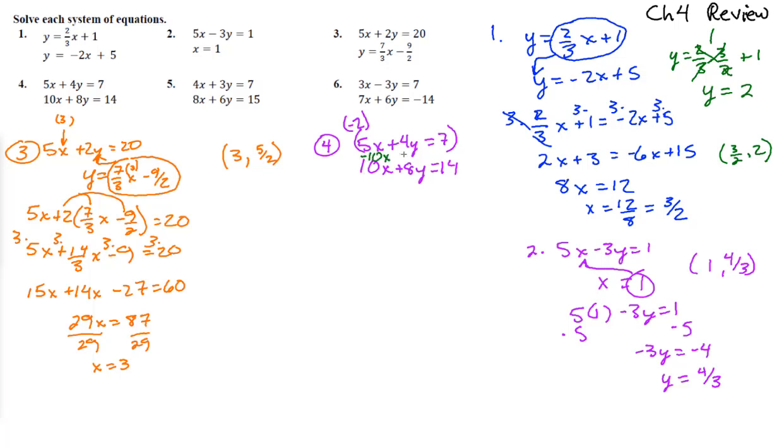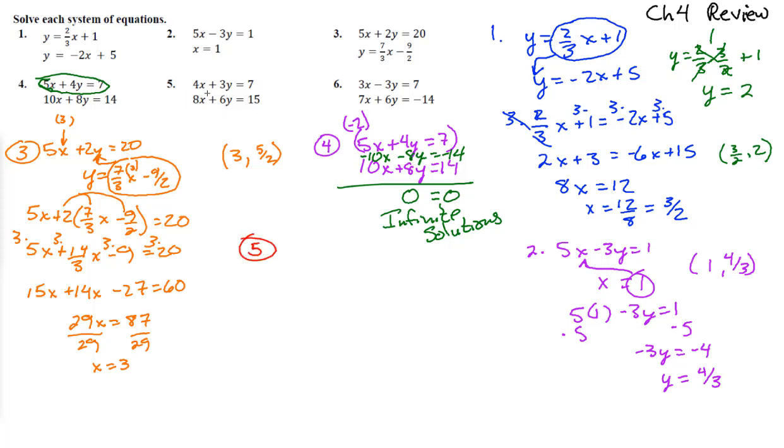Negative 10x minus 8y equals negative 14. And when we add these two equations, oh look, the x's go away, the y's go away, and we get 0 equals 0. And what does that mean? Infinite solutions. They're the same line, always crossing. So that doesn't help us find a single solution. That equation is what all the answers look like. All right, let's try number 5.